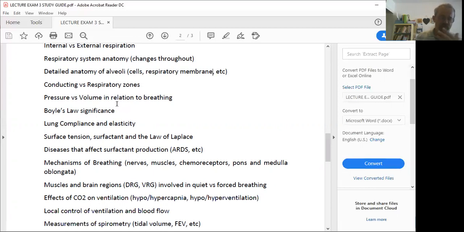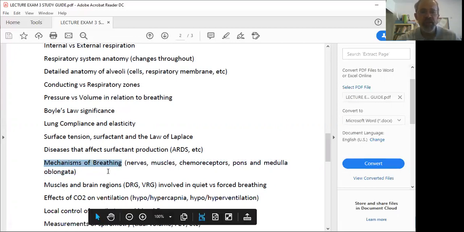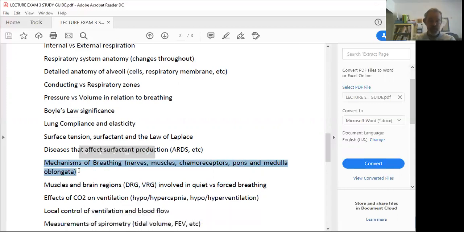And we repeated that throughout the discussion that Boyle's law is what governs breathing, really, the inverse relationship between pressure and volume. And then, of course, we did speak about the mechanisms of breathing. I'm going to kind of jump ahead here. Again, the role of which nerves, which muscles, the role of the chemoreceptors, the pons, and the medulla on breathing itself, what their roles are.